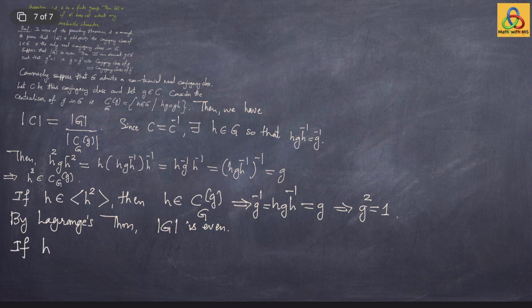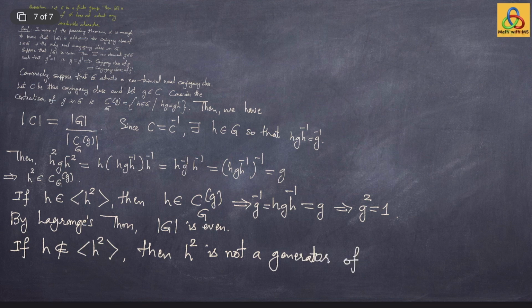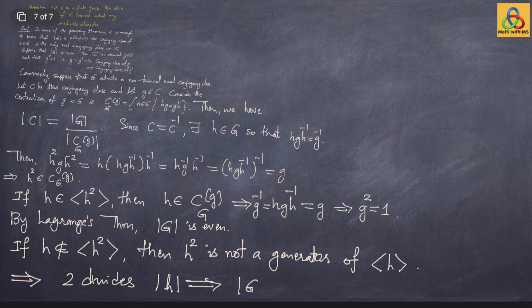If H is not in the subgroup generated by S squared, then S squared cannot be a generator of the subgroup generated by H. Then S squared is not a generator of the subgroup generated by H, which implies that 2 divides the order of the element H. That is, the order of the element H is even. But again, by Lagrange's theorem, the order of every element divides the order of the group G, which implies that the order of the group G is even.